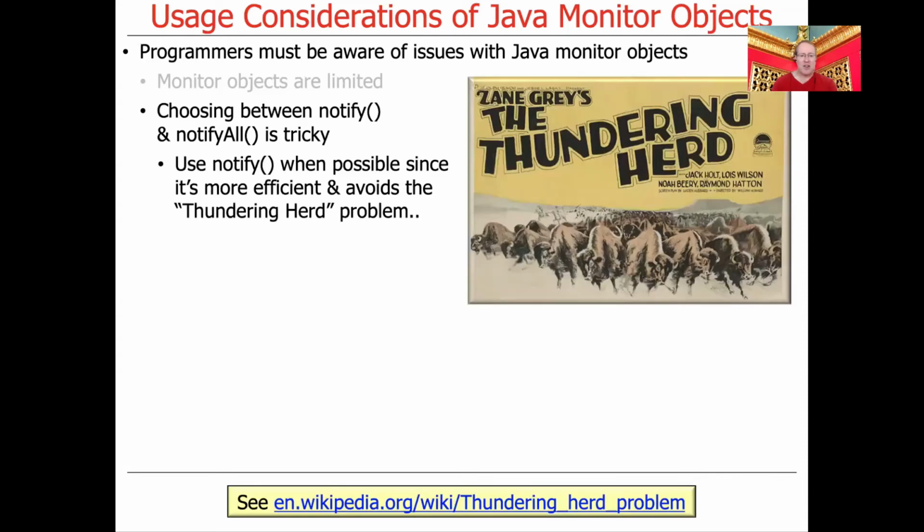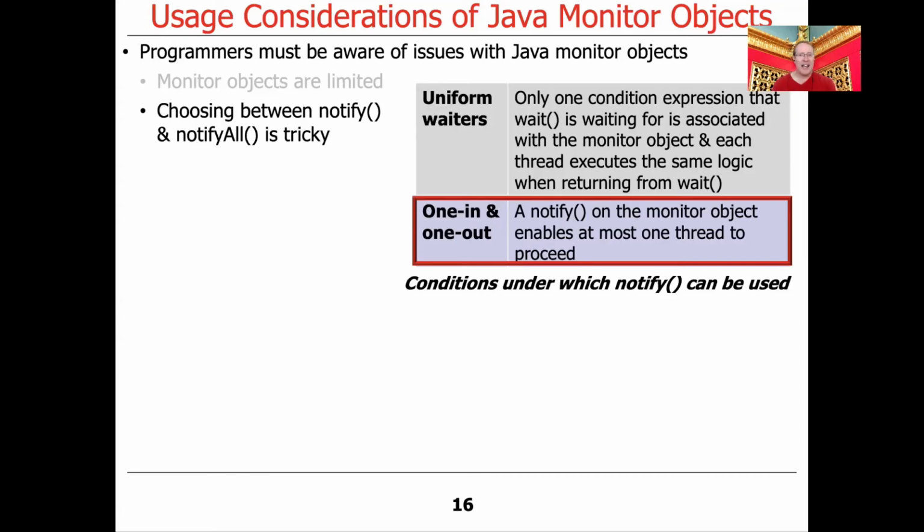It turns out that that actually doesn't apply when you're doing built-in monitor objects for things like our queue. The reason is that our queue has threads that are both waiting for the condition to be not empty and the condition to be not full. Since there's only one monitor condition, you don't have uniform waiters. You have non-uniform waiters because they're not all waiting for the same condition. So as a result, you can't use notify.